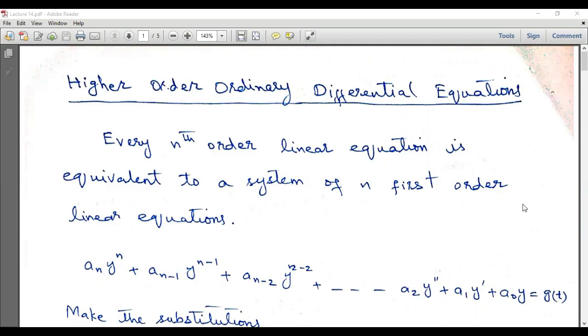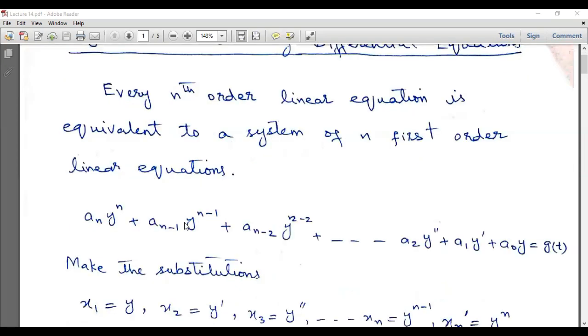So, in this lecture, I will demonstrate another method of solving higher order ordinary differential equations. In this method, we will transform an nth order differential equation into n first order differential equations. Right, so every nth order linear differential equation is equivalent to a system of n first order linear equations.